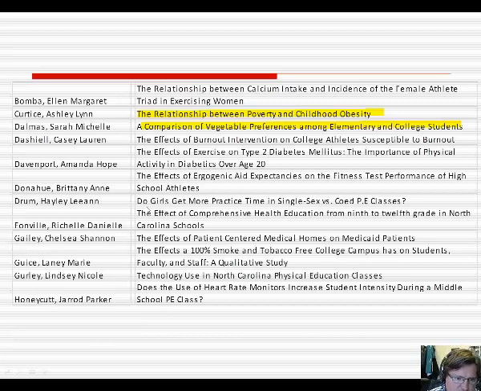Haley looked at, do girls get more practice time in single-sex versus co-ed PE classes? She wanted to go watch single-sex and co-ed PE classes and look at how active girls were in each of those classes. She was interested in that because she knows what the law says, she knows what my personal philosophy is, and she wanted to go check it out, see if there was any difference in what girls were experiencing in those 2 types of classes.